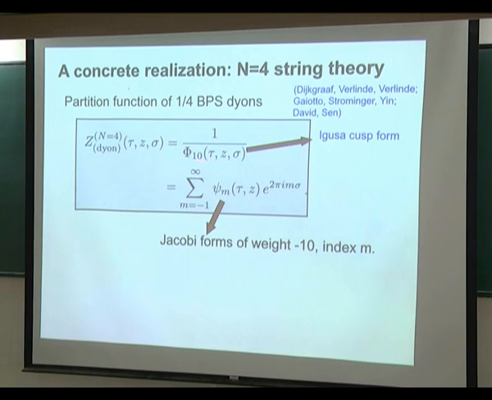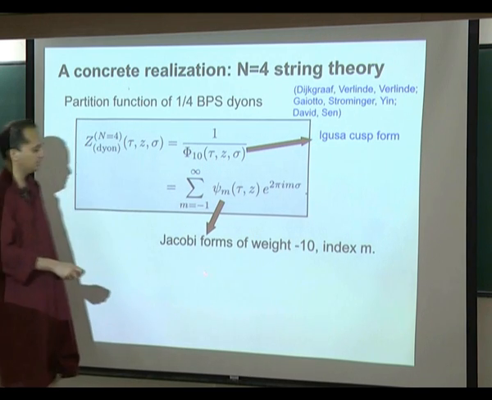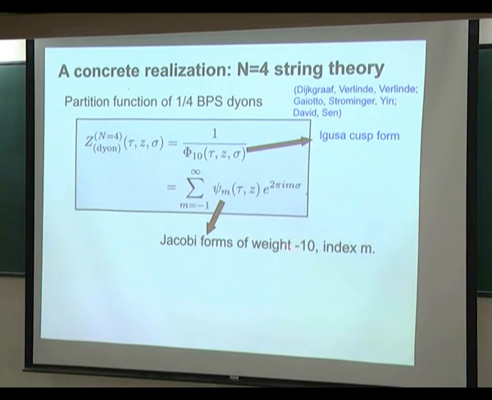facts. So the first property is that this has some higher automorphic group, and you can do an expansion in the third variable sigma, like so, near sigma equal to i infinity. So you have the sum over m of psi_m(tau, z) times e^(2 pi i m sigma), and these coefficients are Jacobi forms. That's what the fact that this is a Siegel form tells you. They are Jacobi forms of weight -10 and index m.